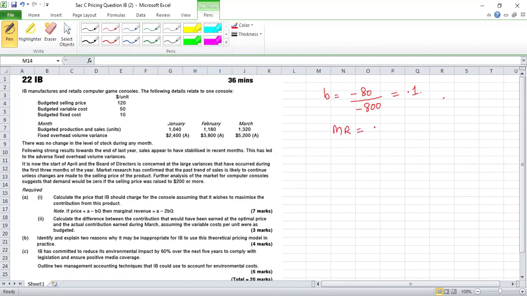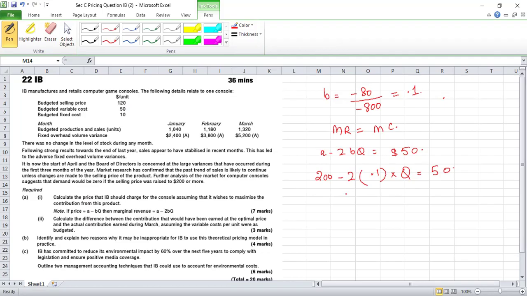MR is equal to MC. MR is equal to A minus 2BQ. MC is the variable cost, which is 50. And we have A 200, 2 into B, which is 0.1. Q is needed to determine the optimal sales quantity, so it is equal to 50.